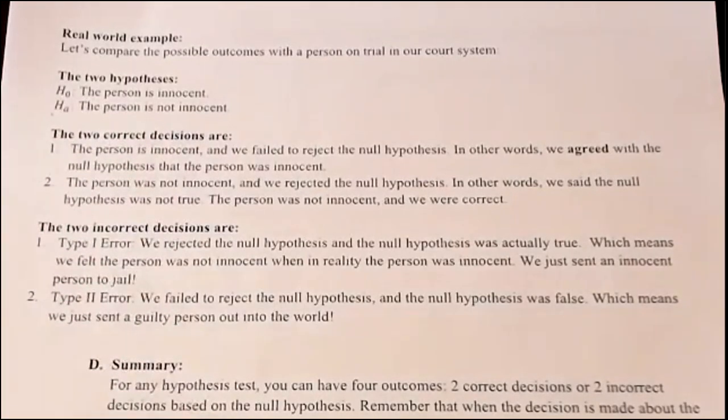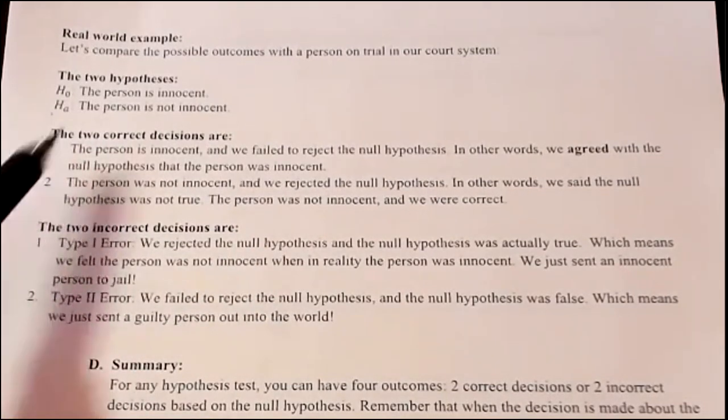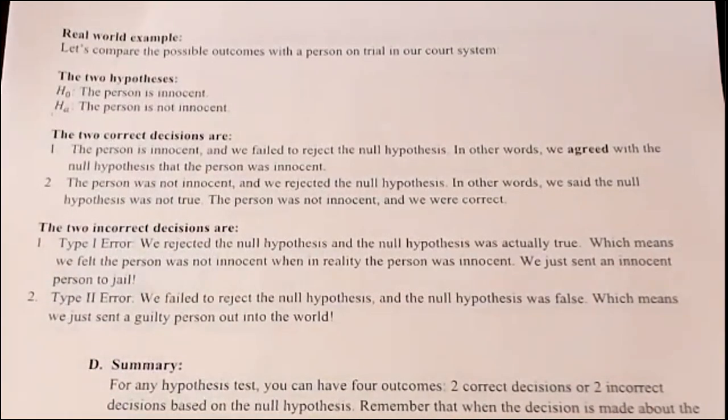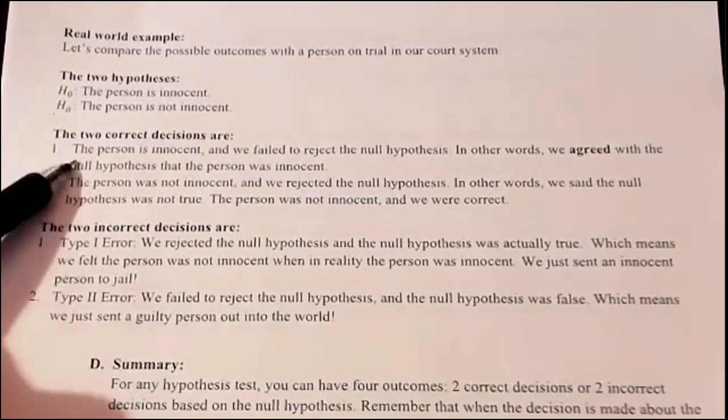But don't you have to have enough evidence to show whether or not they're guilty? You have to be able to prove that they're guilty. They are innocent until proven guilty, which is actually really perfect for this kind of understanding of hypothesis testing. So there are two correct decisions that could be made. The first is that the person is innocent, okay, and we failed to reject the null hypothesis. In other words, we agreed with the null hypothesis that the person was innocent.